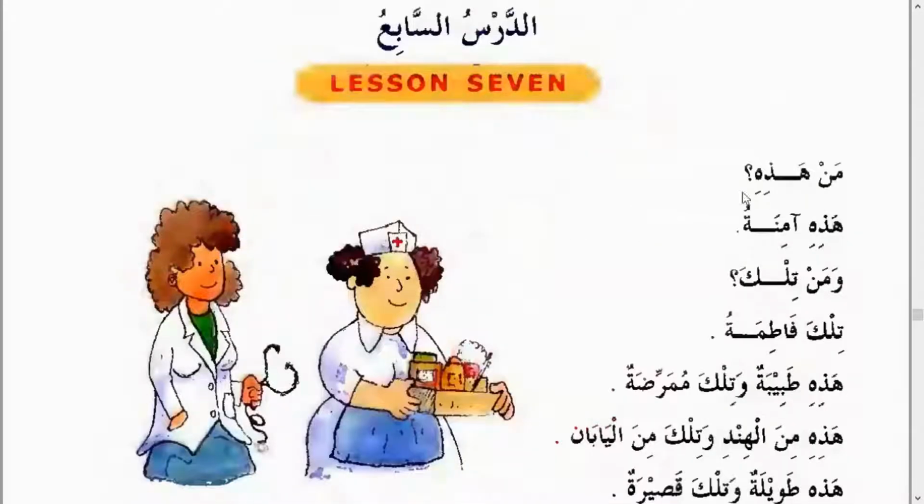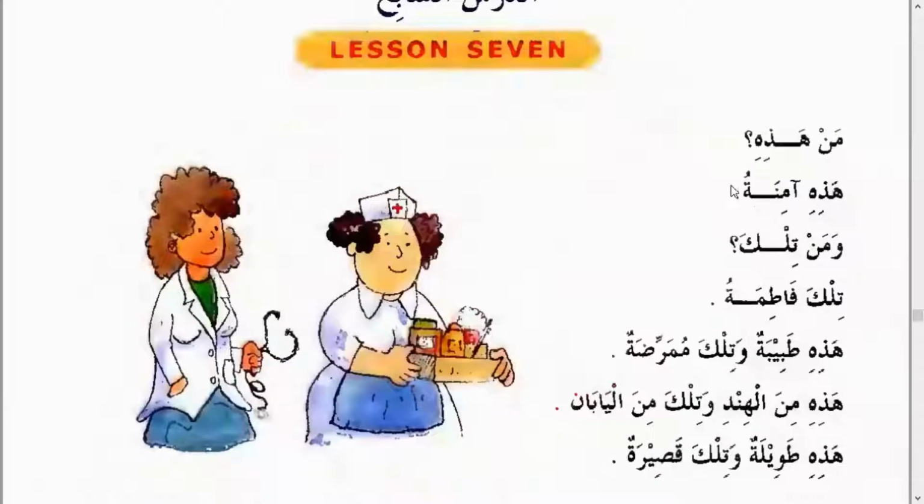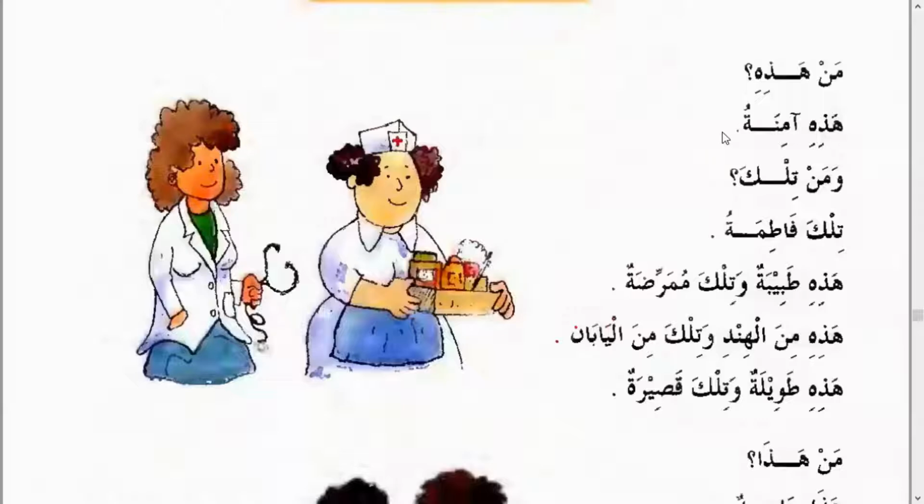So let's see this. Man hadihi, who's this? You're pointing to someone female, some girl or some woman. You're not saying man hada, right? You're saying man hadihi, because we know you're talking about a female. Hadihi Amina. This is Amina. Again, if you remember, female names do not take tanween. That's why we don't have tanween. But male names do take tanween, most of them. Muhammadun, Khalidun.